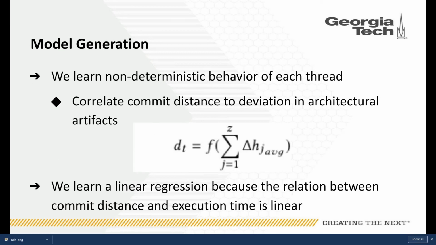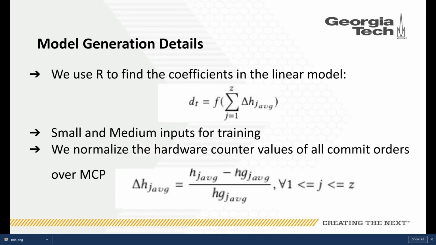We learn the relation between the commit distance and the delta in the hardware artifacts as a linear model. We use linear regression because the relation between the commit distance and the execution time is linear, as we saw earlier. We use R to learn the linear regression model using small and medium inputs for training and then use large inputs for testing. Since small and medium inputs give different ranges of artifact values, we normalize them over the most common permutation values for each input.